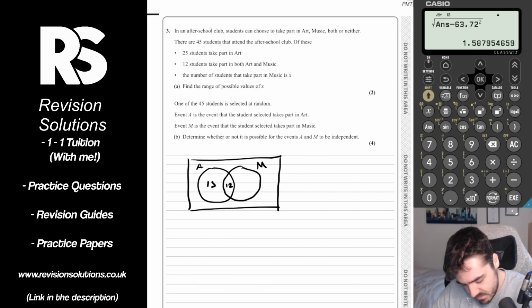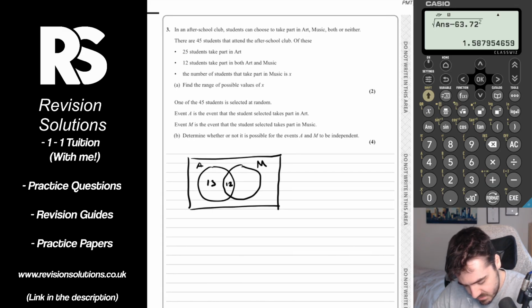And then we don't know the number that do music. So let's be careful here in that X is the total number. So let's call this number Y. And then we also know some of them can do nothing, it says up here. But we know there's 45 total. So if we create some relationships, we know that 45 is the total. So we know the 13 plus the 12 do art. So 25 plus the Y plus the Z must equal 45.